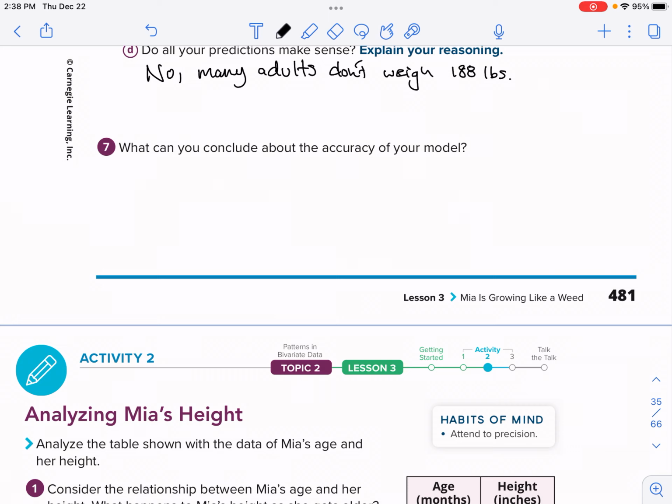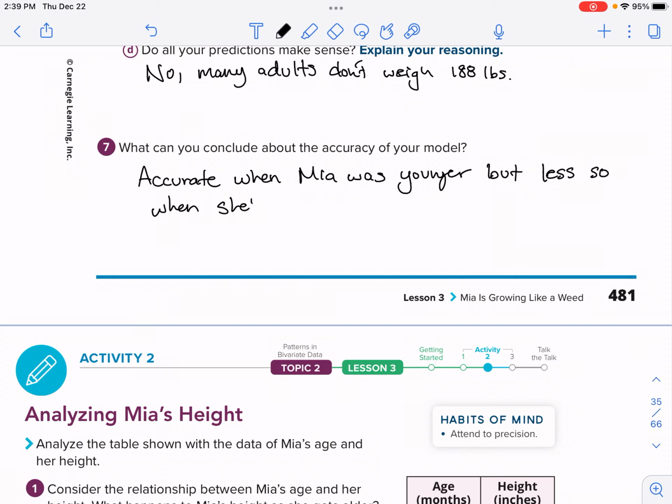So, number 7, what can you conclude about the accuracy of your model? We would say that the model probably is accurate for like the first 2 years. So we'll say it is accurate when Mia was younger. But we'll say less so when she's older. And when we have data, it does inform us, but the more far off that data set is, or the prediction that we're making, we would need more information because there's more uncertainty there.